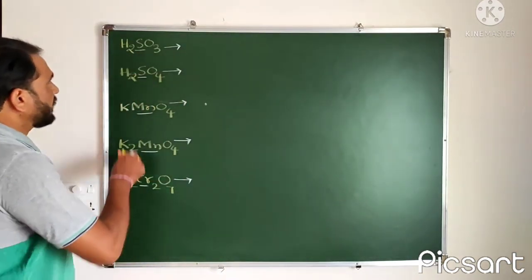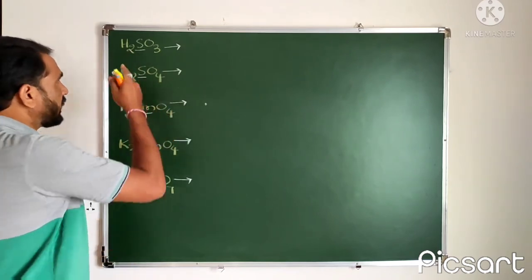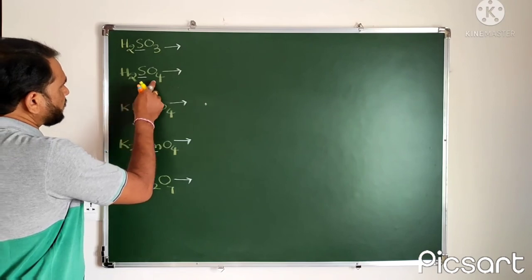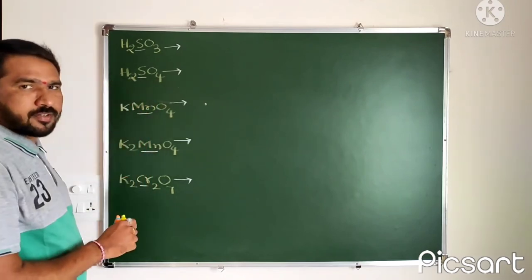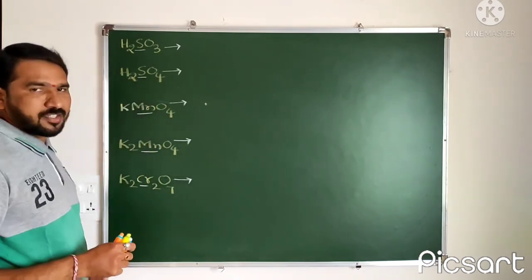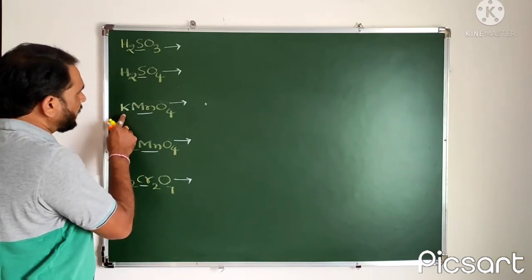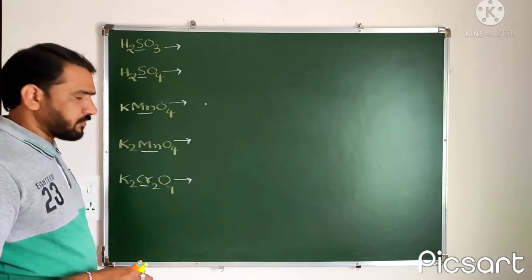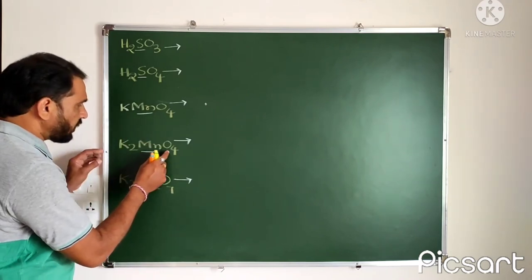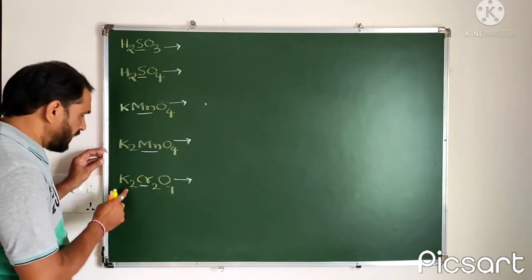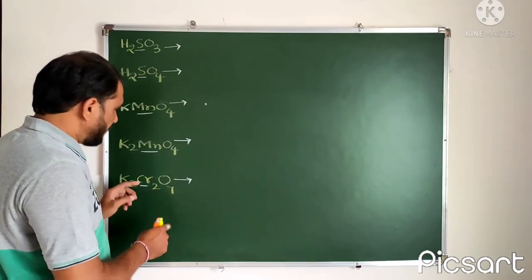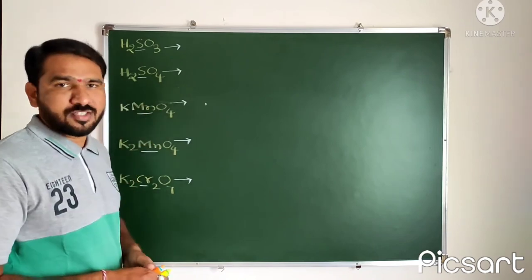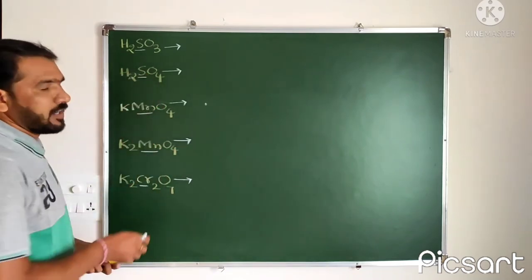H2SO3, underline sulfur. We need to find out that sulfur oxidation state. Next one, H2SO4, underline sulfur. We need to find out that oxidation state. Next molecule, KMnO4, manganese oxidation state we need to find out. K2MnO4, manganese oxidation state again. K2Cr2O7, chromium oxidation state we need to find out. Let me find out the oxidation state of the underlined atom.